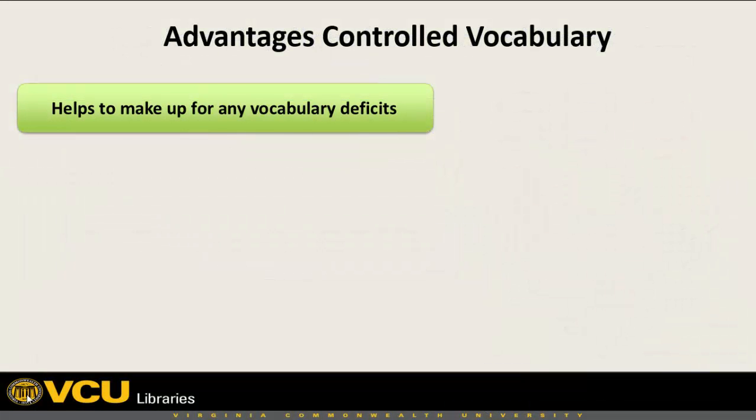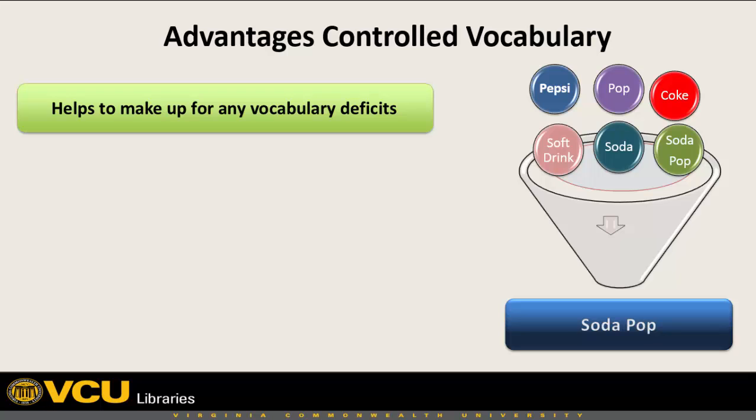There are several advantages to using controlled vocabulary. Probably the biggest advantage is that it helps to make up for any vocabulary deficits you may have when you're searching for a particular concept or topic. Because what you'll find is that when you're doing any searching, there may be several different ways or terms to use to describe the same thing. By using a controlled vocabulary, you can overcome this somewhat.